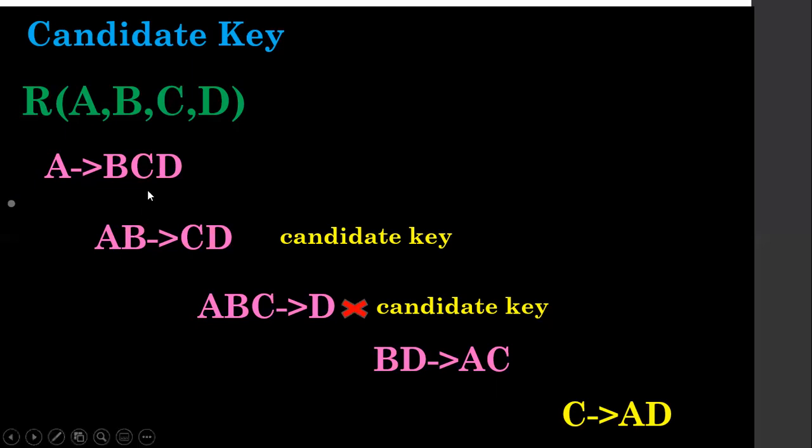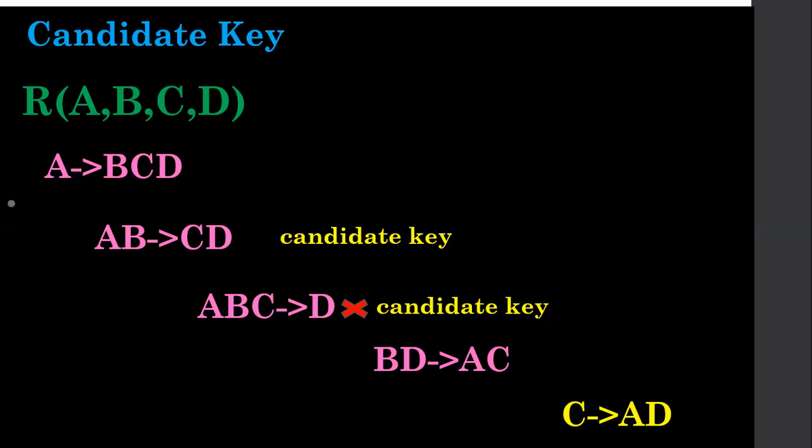So now for AB, I need to check is this a candidate key. For that, first find the proper subset. Proper subset of AB is A. Whether A is a super key? Yes, A is also a super key. So now again here, if A alone can do the job of AB, then there is no use of AB.